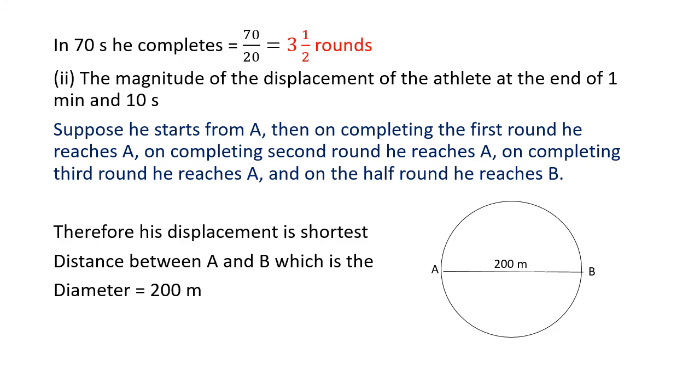So here his displacement is the shortest distance between A and B. And the shortest distance between A and B is nothing but the diameter, and the diameter is 200 meters. So the displacement in 70 seconds is 200 meters, while the distance covered was 2200 meters. Okay, this is the magnitude of the displacement.